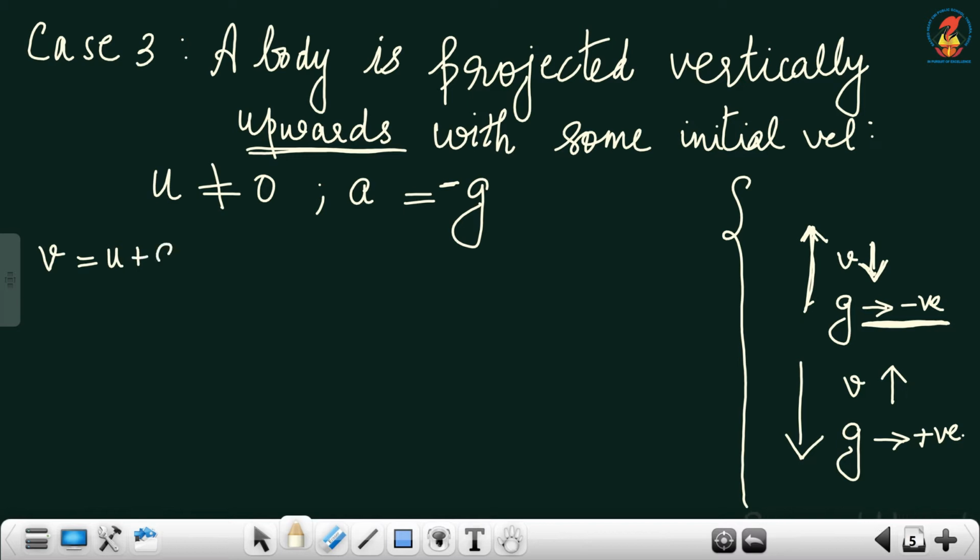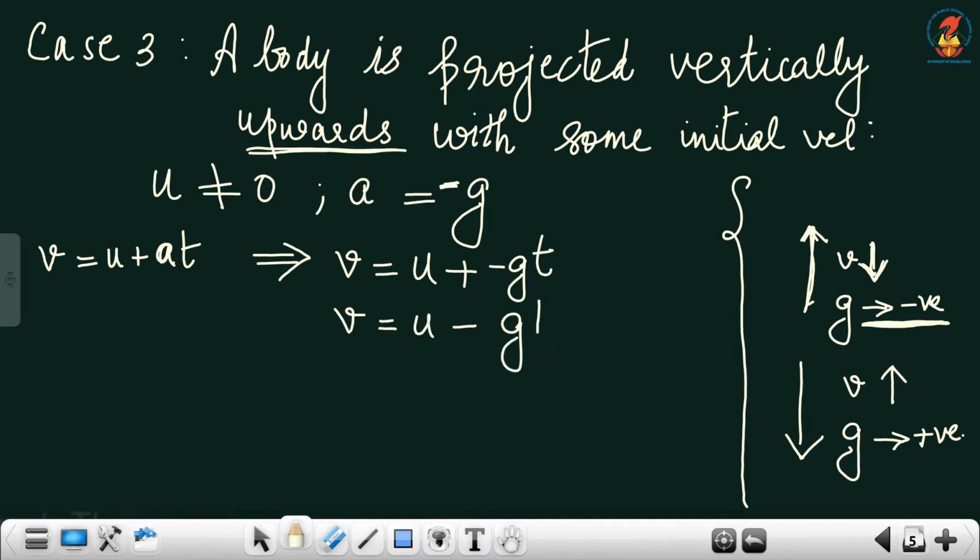First equation of motion was v is equal to u plus at. And this equation will change for a freely falling body moving upwards as v is equal to u plus, instead of a, it is minus g. So substitute minus g into t, that is v is equal to u, plus into minus, it is minus gt. So the equation becomes v is equal to u minus gt when a body is projected vertically upwards.